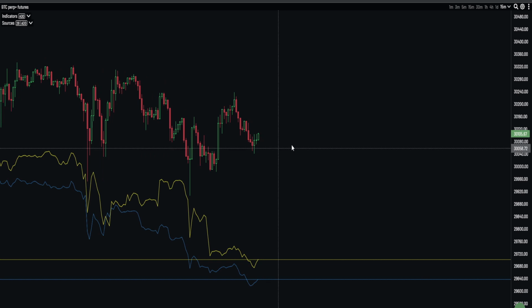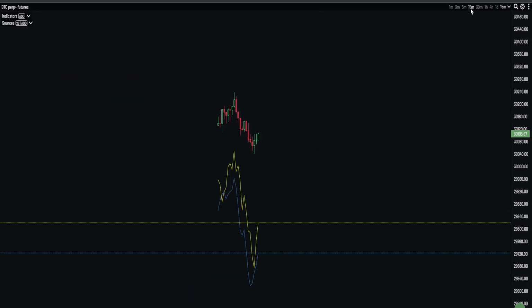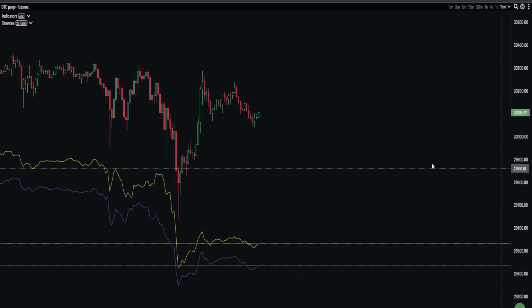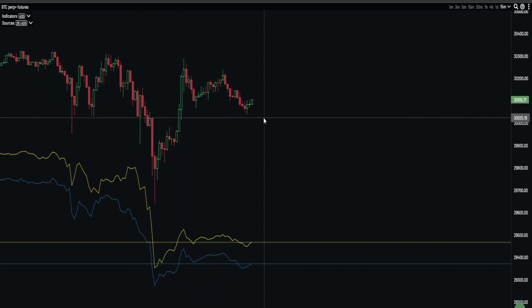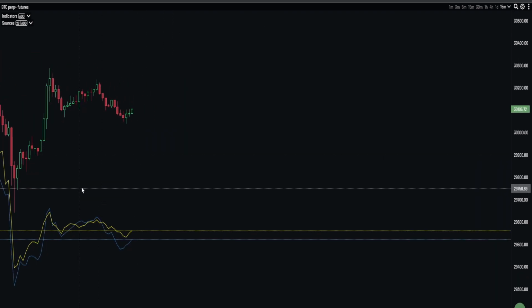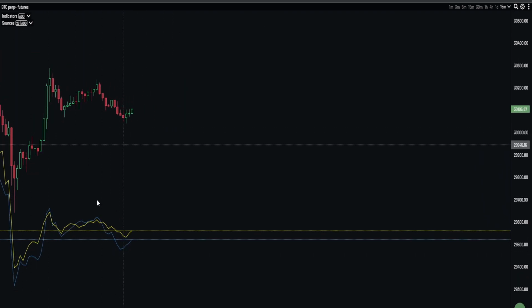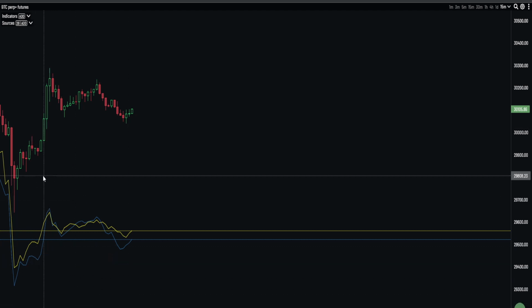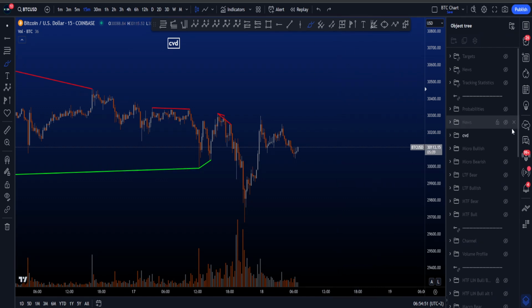And if we look at the CVD divergences that we have at the moment, then it is very neutral. So we have this, that's not the right structure, I think. We have to refresh, there we go. We have this structure, right? Move up, move down. And currently there are not really any divergences. There's no bullish divergence, higher low, lower low. There's also no bearish divergence, lower high, higher high. So it's very, very neutral on the chart.